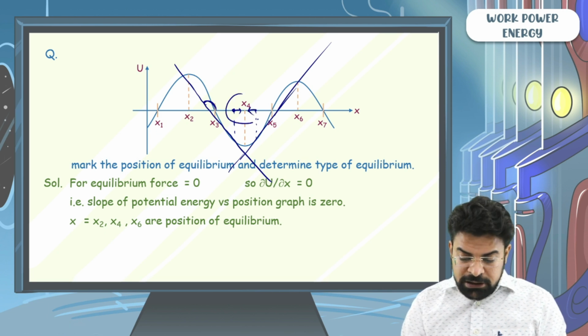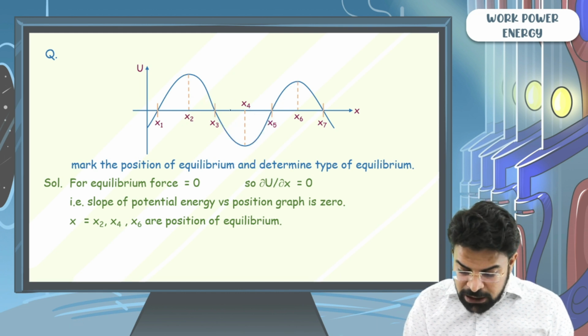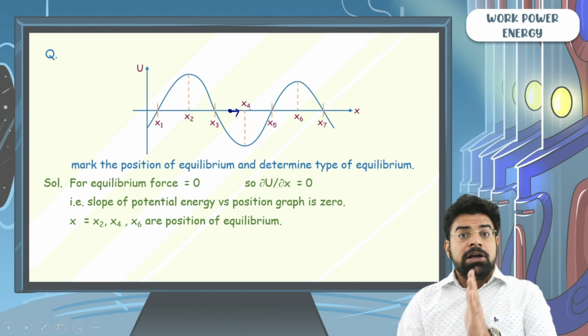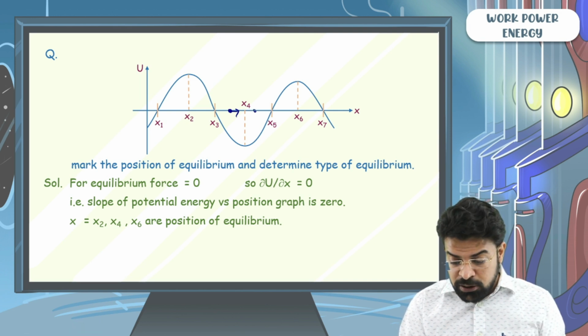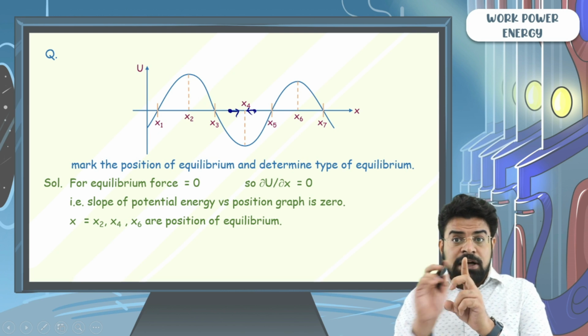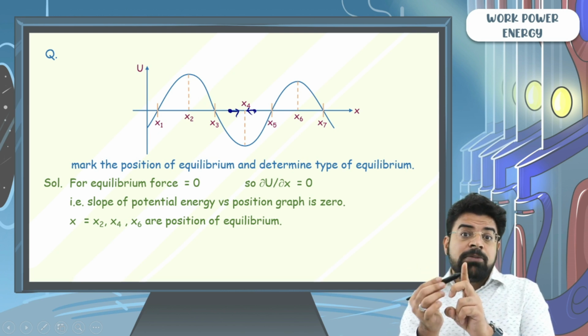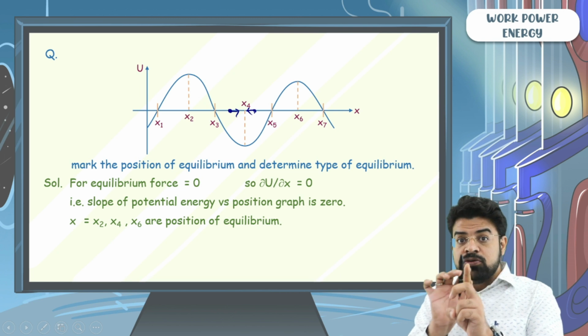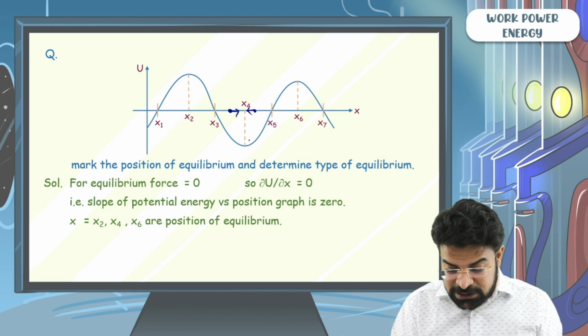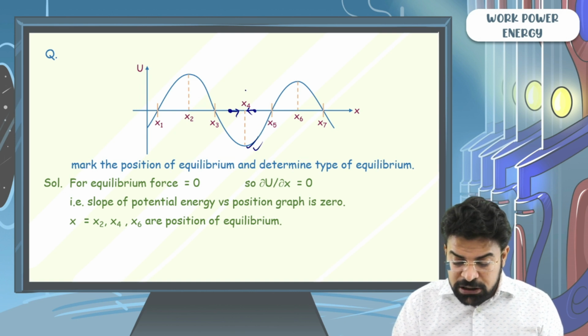So just look at this much part and focus. At a point to the left of x4, the force is positive. At a point to the right of x4, the force is towards the left. So when I displace a particle from x4 towards the right, the force is towards the left. When I displace a particle from x4 towards the left, the force is towards the right. Which type of equilibrium is this? A stable equilibrium. So x4 is the point of stable equilibrium.